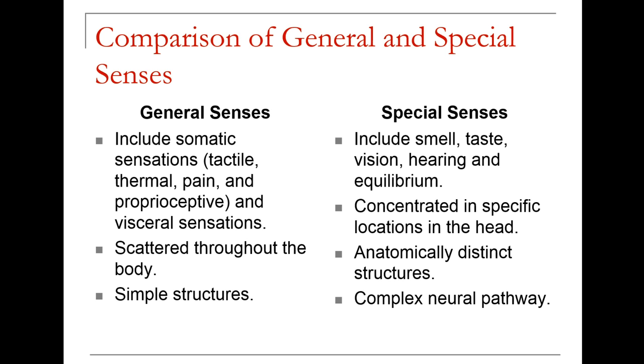And the sensory receptors are fairly simple. So you have maybe just a free nerve ending, or maybe the nerve endings are only covered by a few layers of connective tissue, right? As opposed to the special senses. So these are the ones that are going to be concentrated in the head: smelling, tasting, vision, hearing, equilibrium.